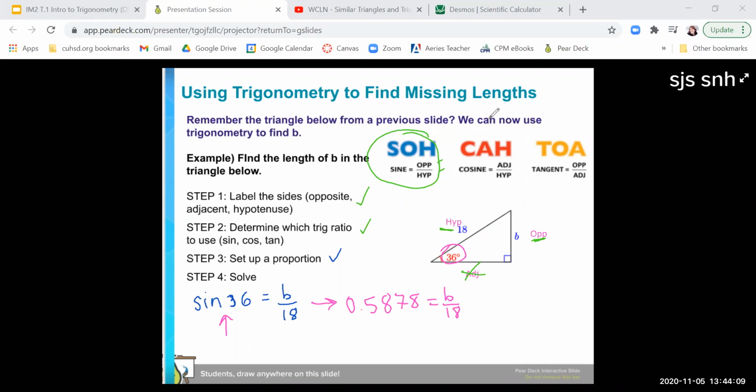Okay, now at this point, once I have the decimal, I usually always do this and put it over 1. And the reason I do that is because now I have a fraction equal to a fraction. And once I have a fraction equal to a fraction, that makes finishing my calculation really straightforward for every single situation that could arise. So I'm going to cross multiply, just like with similar triangles. B times 1. B times 1 is B. And then I'm going to do 0.5878 times 18 to get my answer.